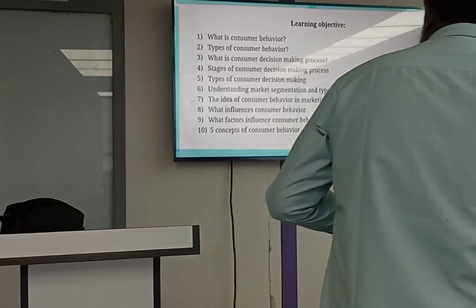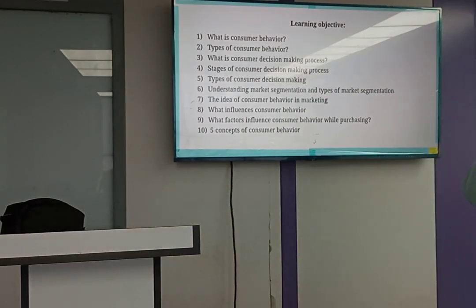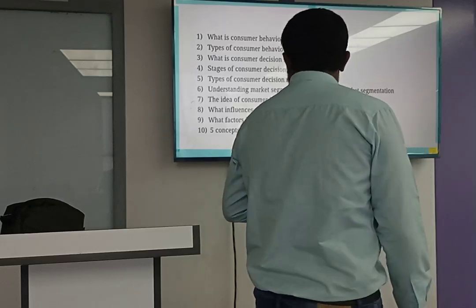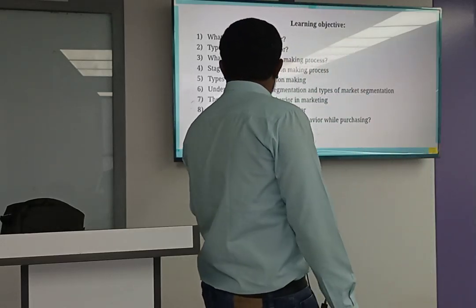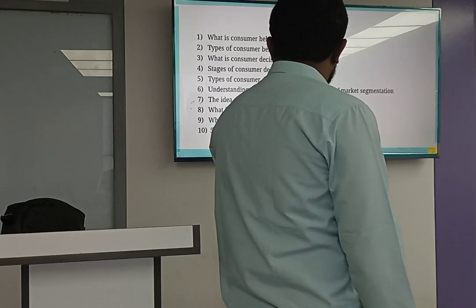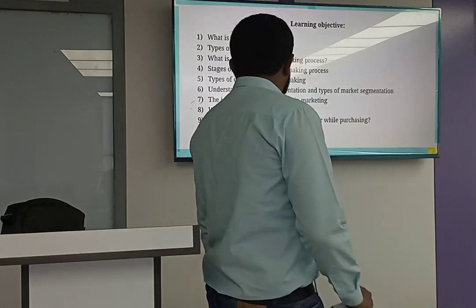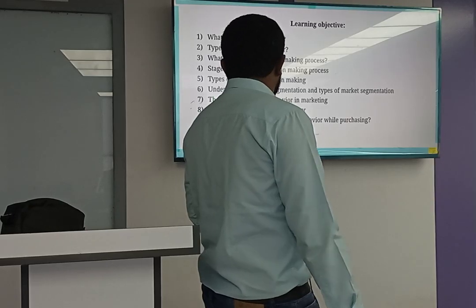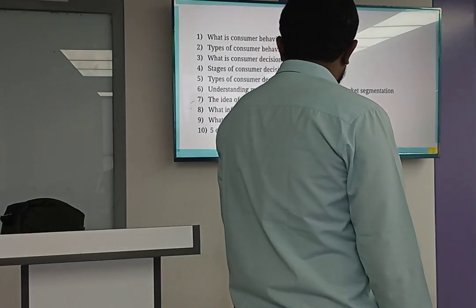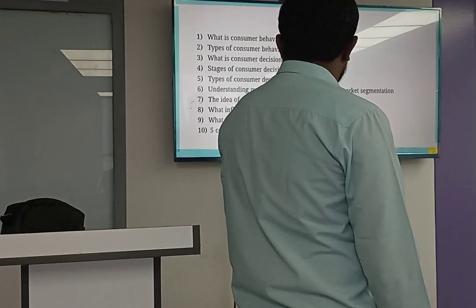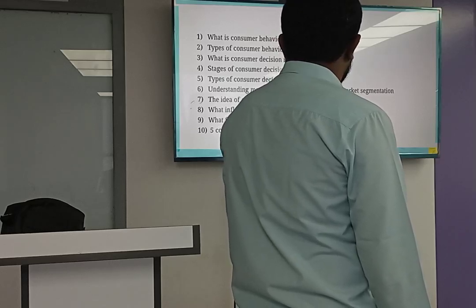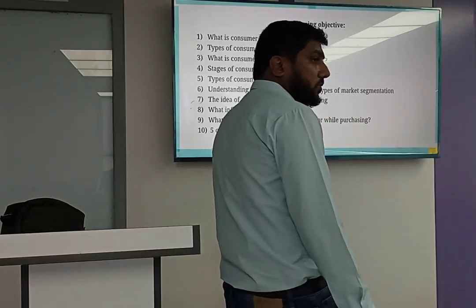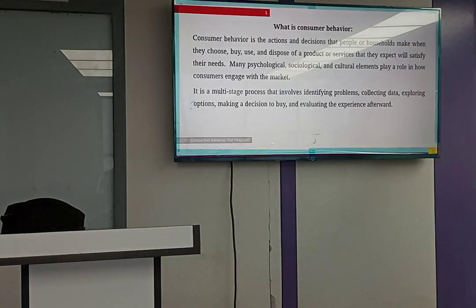So learning objective. In our first chapter, the learning objective is we want to learn few things. What is consumer behavior? Types of consumer behavior. What is consumer decision making process? Stages of consumer decision making process, types of consumer decision making, understanding market segmentation and types of market segmentation, the idea of consumer behavior in marketing, what influences consumer behavior, what factors influence consumer behavior while purchasing, and 5 concepts of consumer behavior. Let's start with number 1. What is consumer behavior?